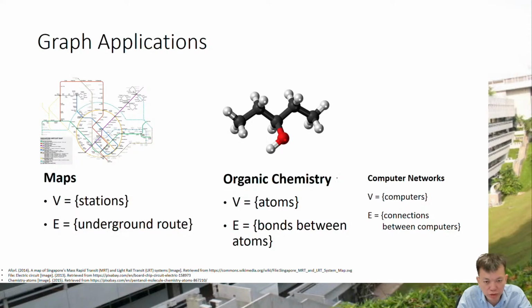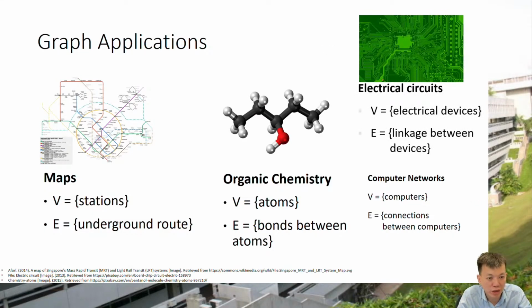In chemistry, this is not my area, but it's also kind of a graph. Computer networks or electrical circuits, people working on PCB need to optimize the circuit. Actually it's a graph problem. How to squeeze all the components into a fixed area of a certain size is an optimization problem.